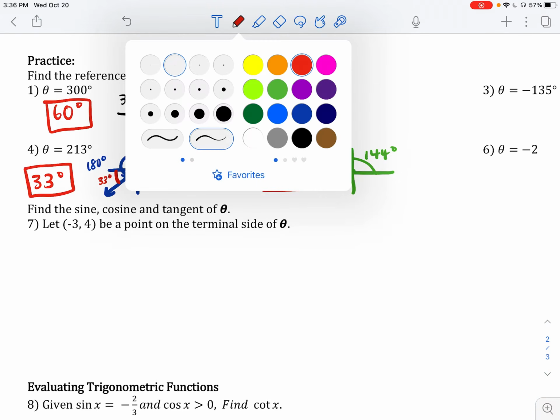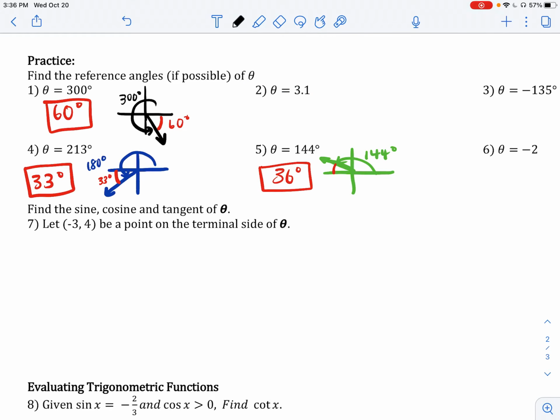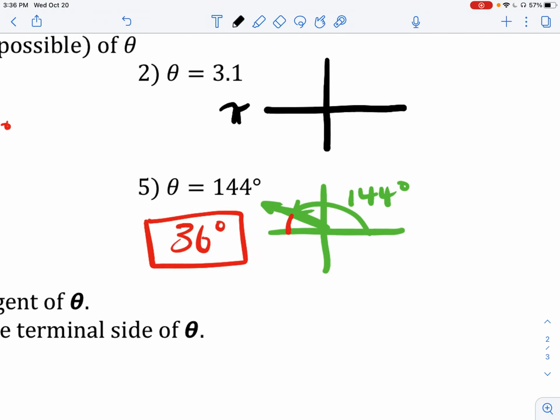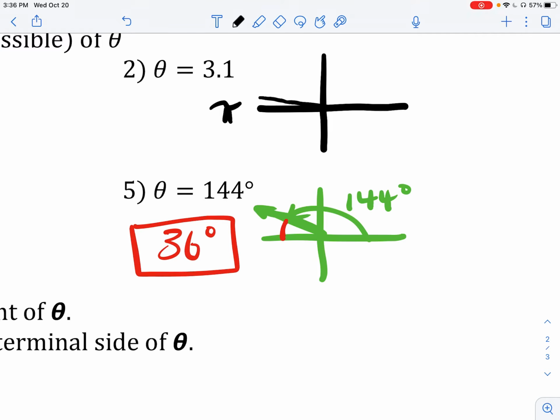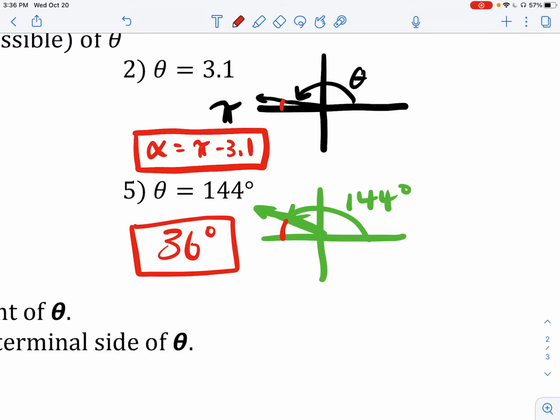Okay. Well, what about when we're dealing with an angle in radians? So 3.1 radians. If you remember our discussion about the radian, we know that here, this negative x-axis is pi radians. So that means, if I zoom in on this, 3.1 radians is actually really, really close to that negative x-axis. So what is this tiny sliver of an angle here? We would say that that angle alpha would be whatever pi minus theta is. In this case, pi minus 3.1. That's the exact answer. Our reference angle is pi minus 3.1.